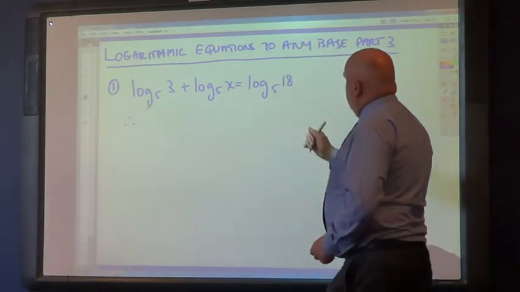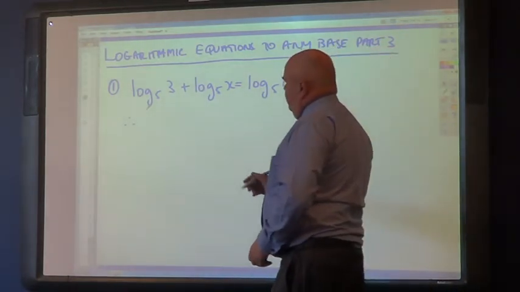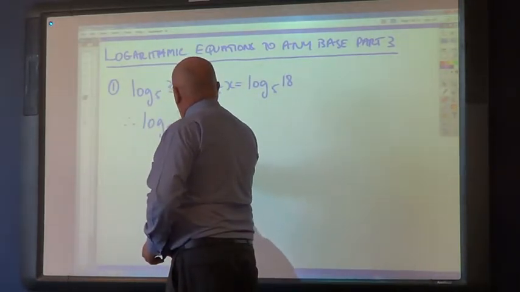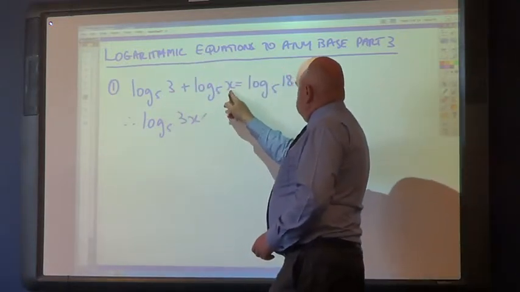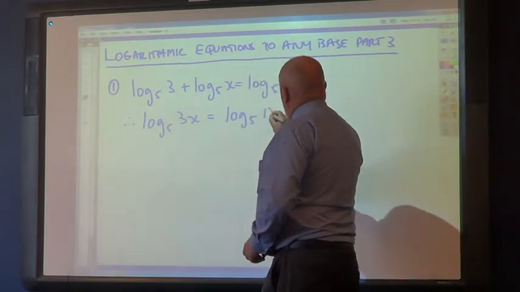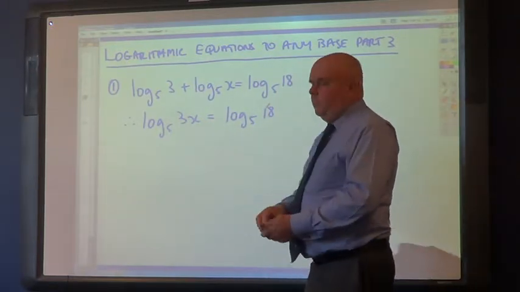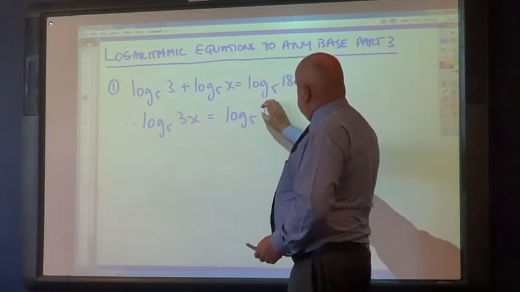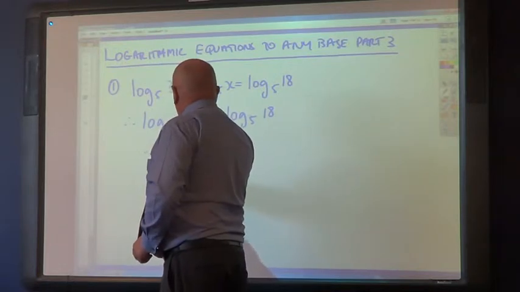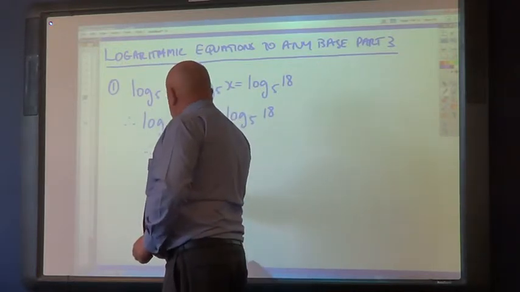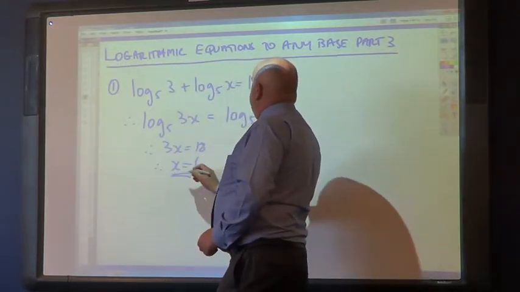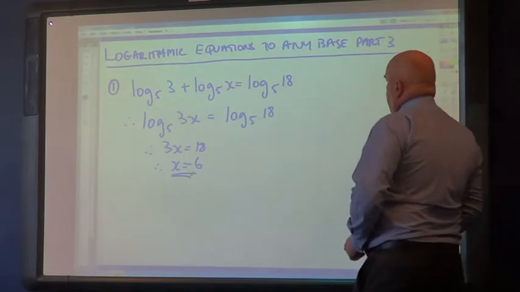Sometimes logarithmic equations look more complicated than they need to be. We're going to make use of the most basic log law to say that 3 times x is equal to 18. Obviously, for this to be true, what's in there must equal what's in there, same base. So we just say that 3x equals 18, therefore x equals 6. Okay, so that's that one.